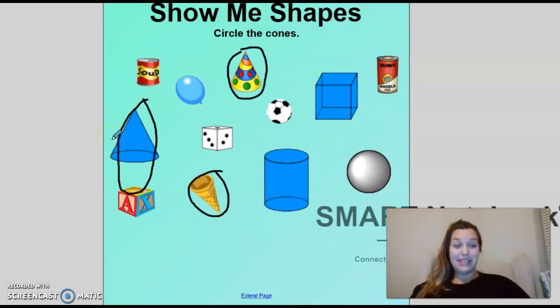Okay, go ahead. Okay, how many cones did you get? Let's count how many I got and see if we got the same. 1, 2, 3. Oh, look, there's a party hat and an ice cream cone. Ice cream sounds really good right now. It is hot out today.